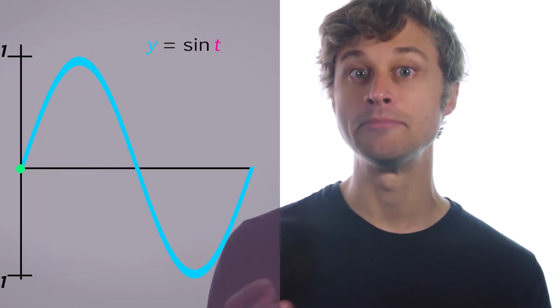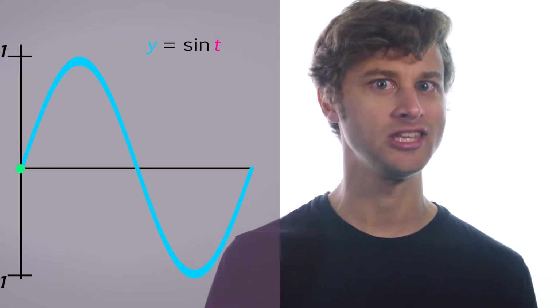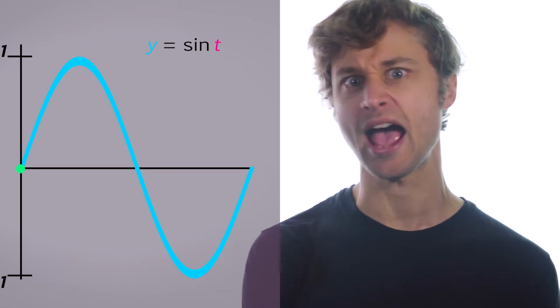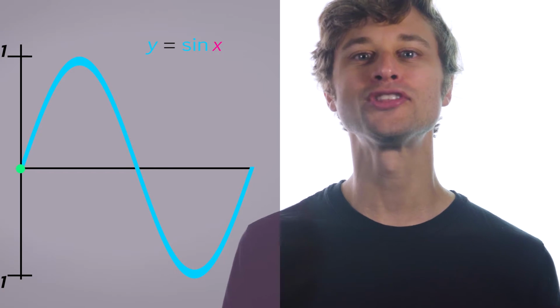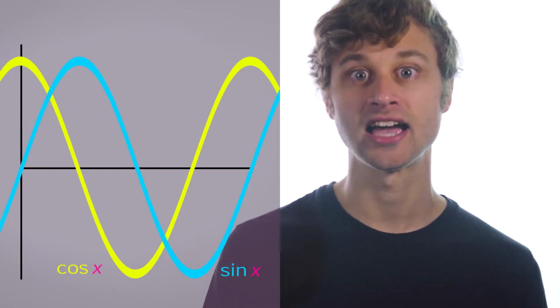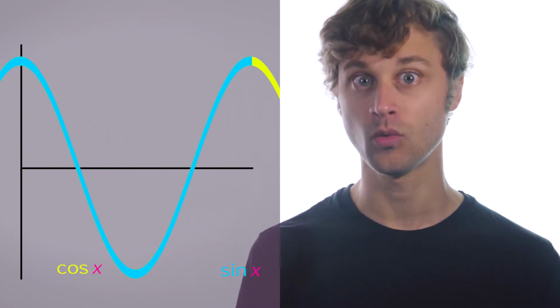Now I chose this input time, t, just to illustrate a point, but the input into the sine function can be anything. It could be t, it could be theta, it could be x, anything we want. From now on, I'll be using x. We can build the cosine function similarly. It looks like this. Notice that if I shift the sine function a certain amount to the left or right, I actually get the cosine function as well.